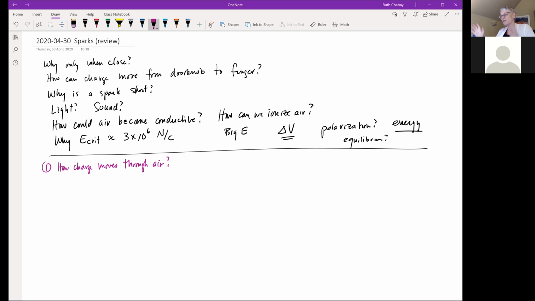So you've all suggested that air needs to become ionized. It needs to become a conductor. And we know that typically air isn't a conductor. It's an insulator. But couldn't we actually, wouldn't it be possible just for, say, an electron to jump from the doorknob to your finger?